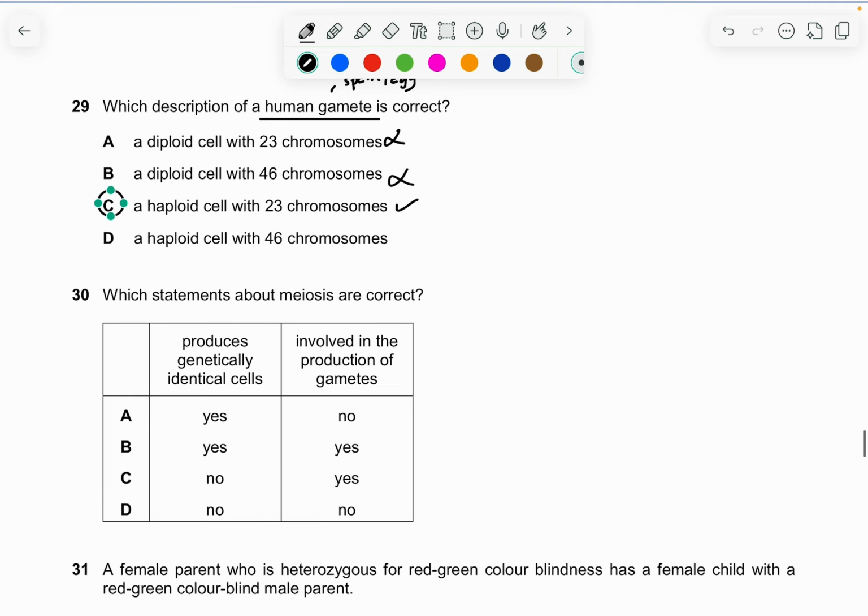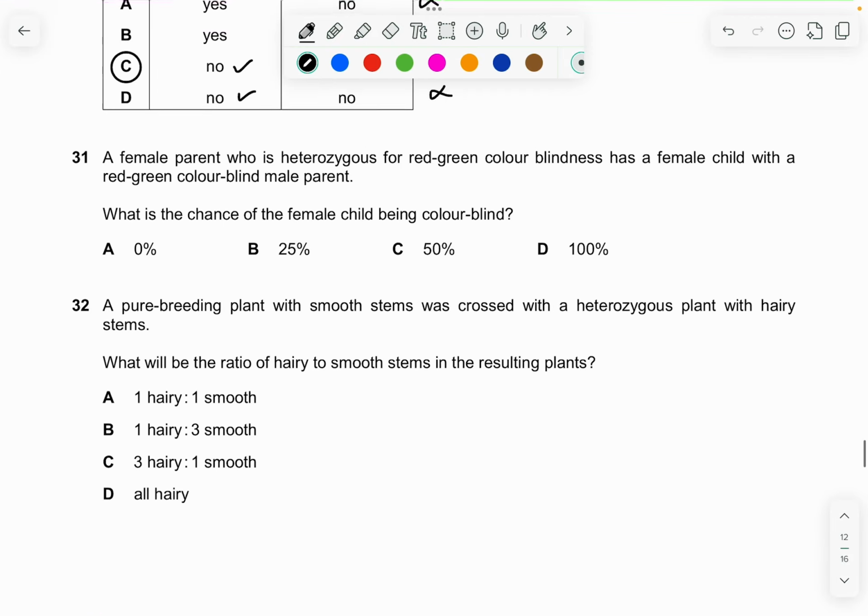Question 30. Which statement about meiosis is correct? Does meiosis produce genetically identical cells? No, it produces genetically different cells, so A and B are wrong. Involved in the production of gametes? Yes, that's correct, so the answer is C. That's why if you got question 29 correct, 30 is also a free mark.